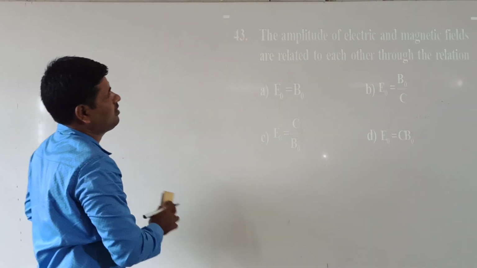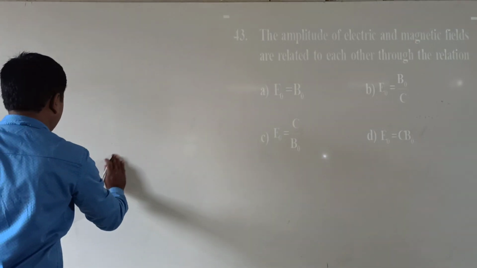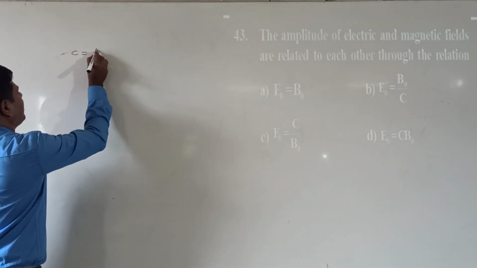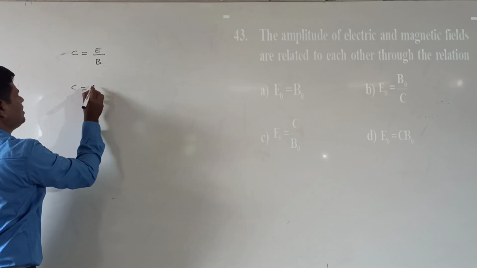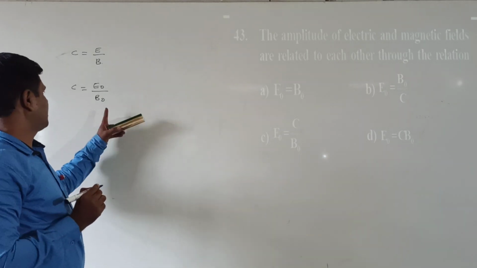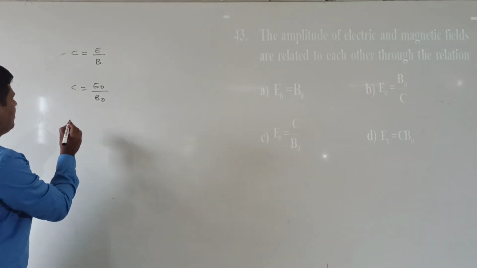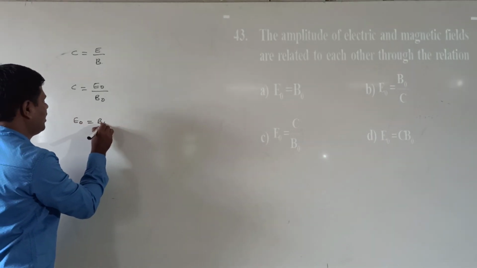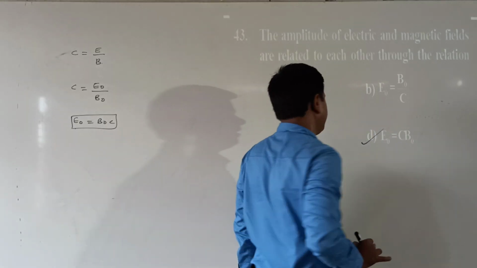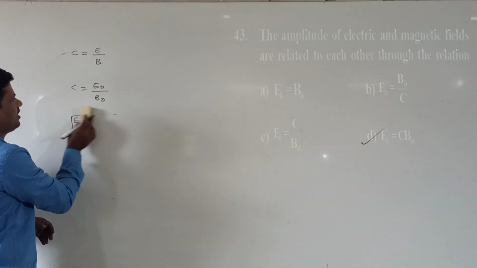The amplitudes of the electric and magnetic fields are related to each other. This is a direct question. We know that c is equal to E by B, and when amplitudes are considered, c is equal to E naught by B naught. What is being asked here is E naught, so we can identify which relation is correct. B naught is equal to E naught by c, so E naught is equal to B naught into c. Option B is correct. Right, this is question number 43.